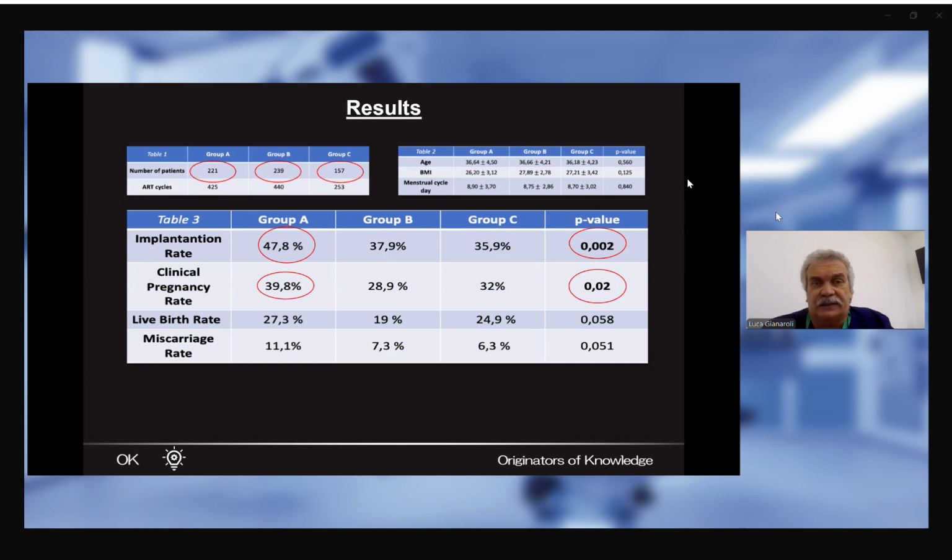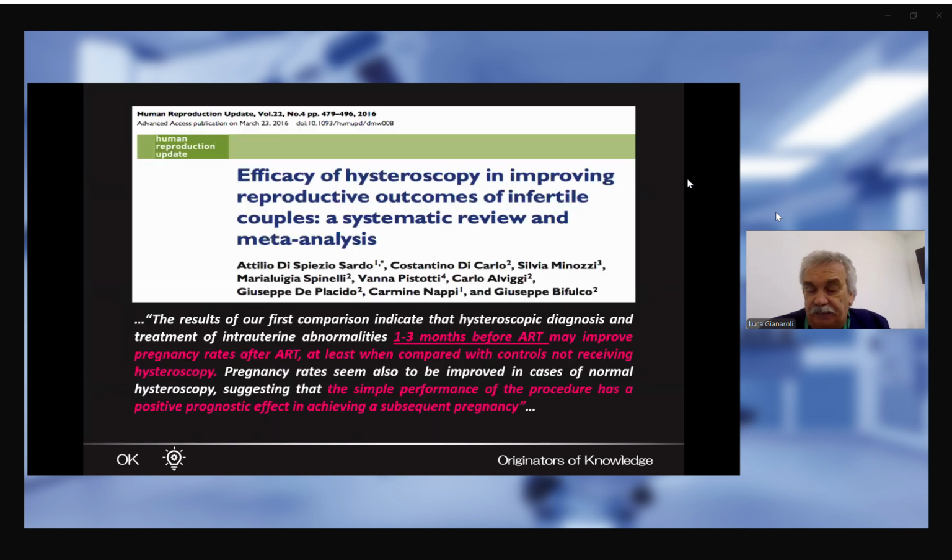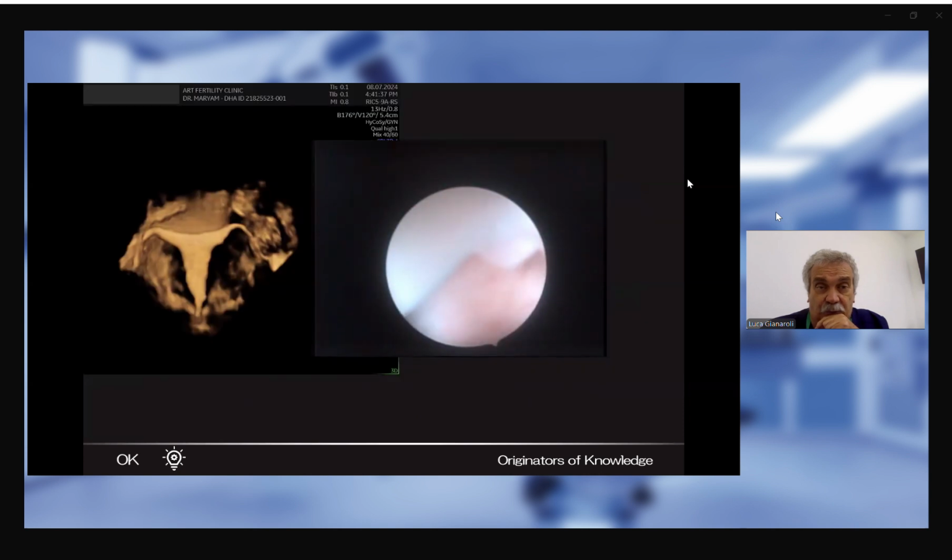So this is just an example to say how diagnostic hysteroscopy could also play a role in training new students, or in giving you the possibility to check, if you are in training, that your transfer is done correctly. This is a paper that all of us have read that summarizes what I have just said. So there is not much to add, if not the need to perform these simple exams beforehand.